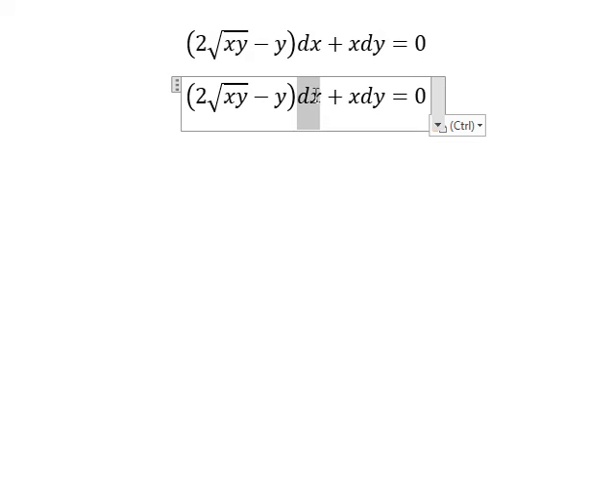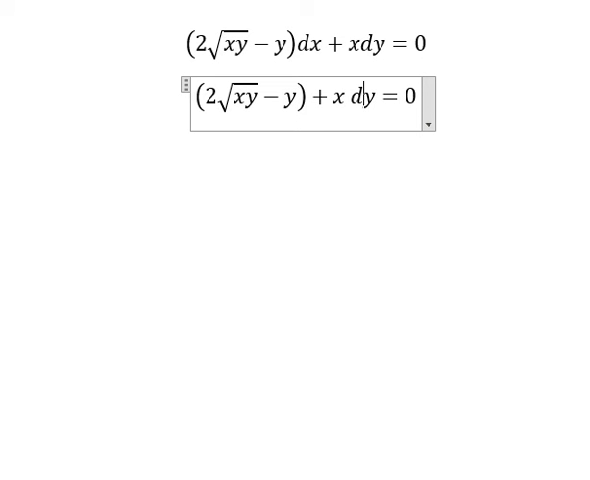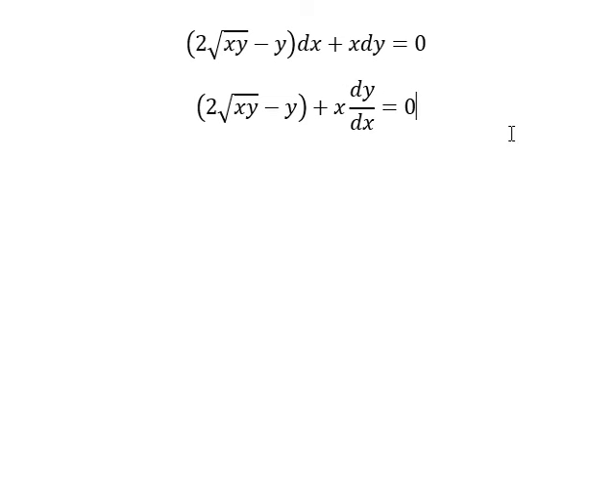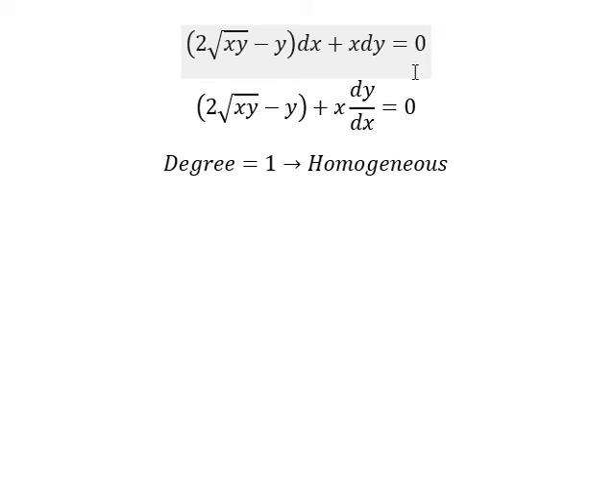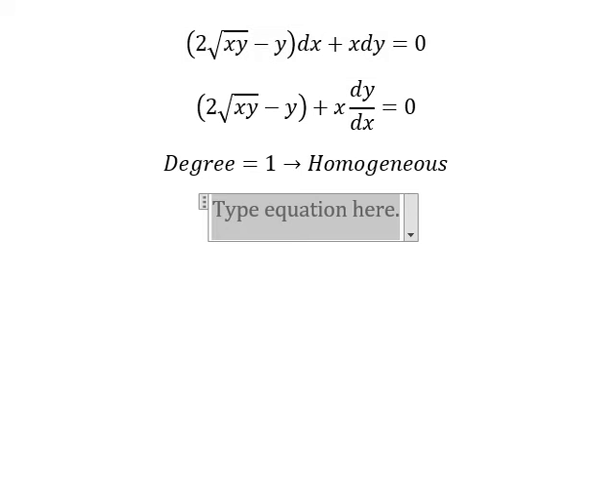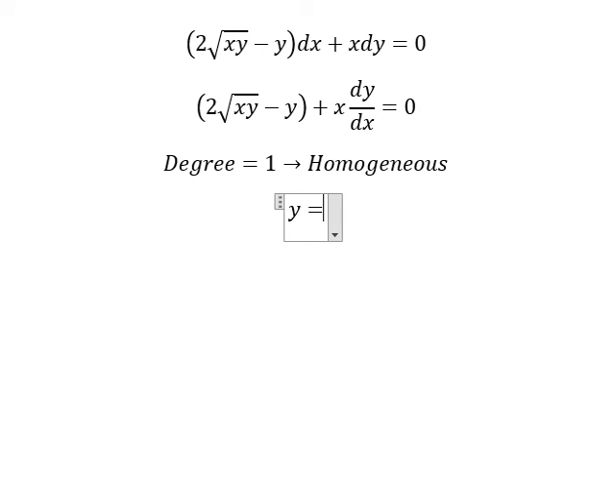We divide both sides by dx. So we have the square root of y over x. So they are degree number 1. So it is about homogeneous. So I will put y equals vx.